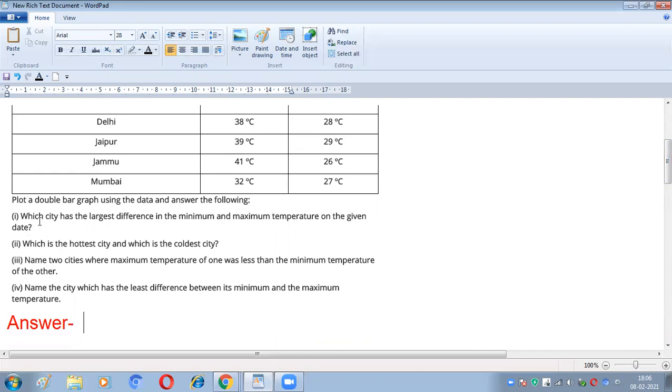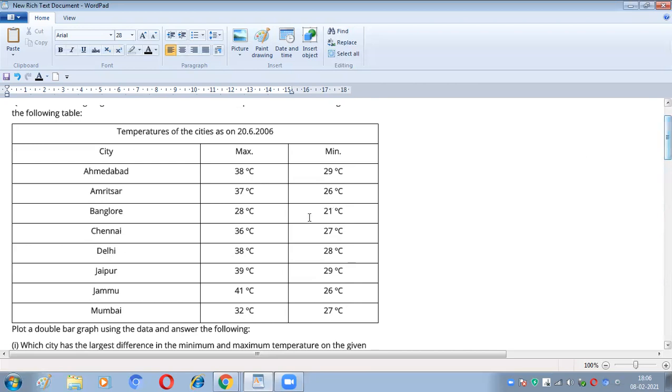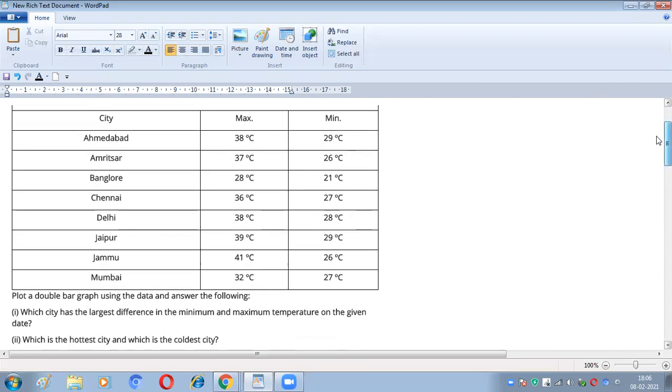So first bit is which city has the largest difference in the minimum and the maximum temperature on the given date. So here we have to first subtract the minimum from the maximum temperature, and then we will find which number is the largest for the city.